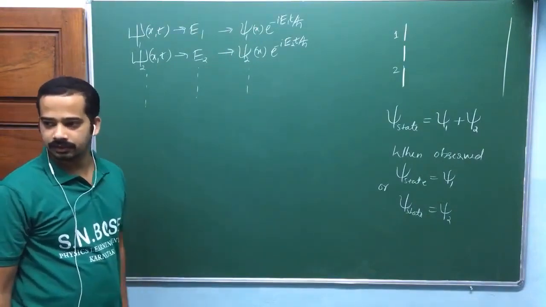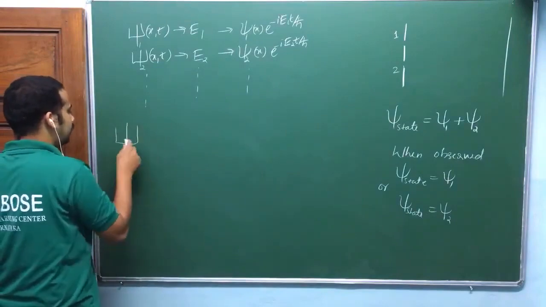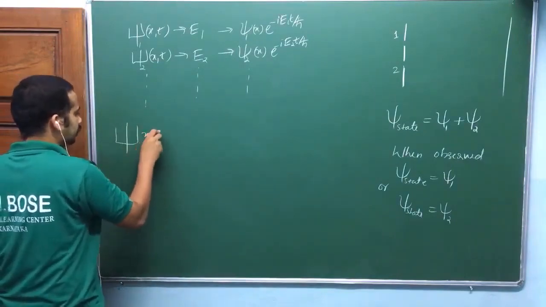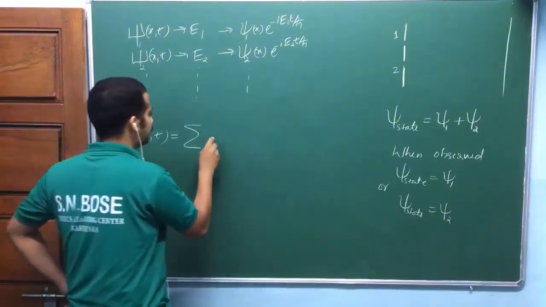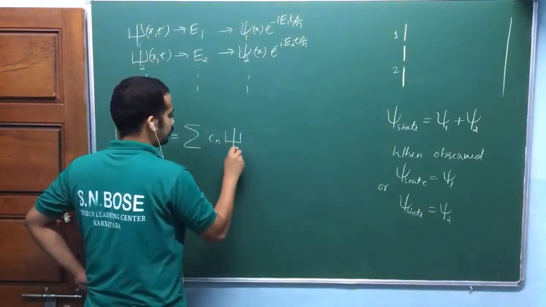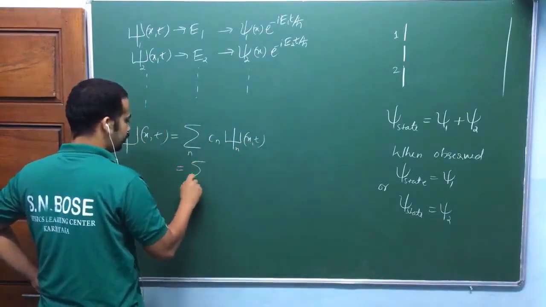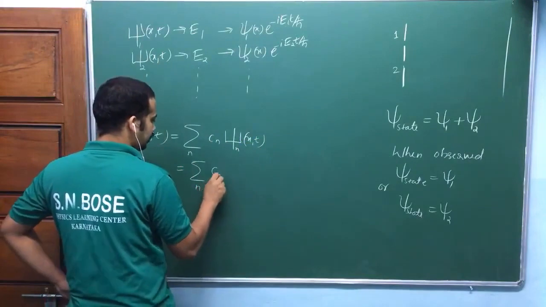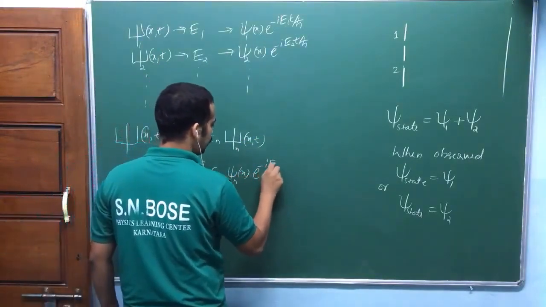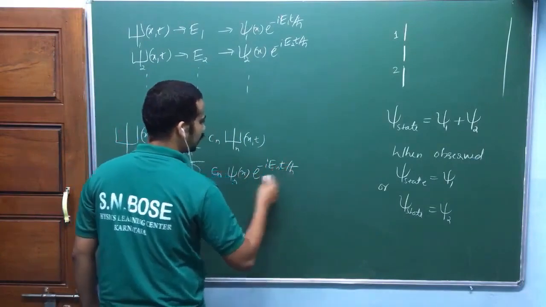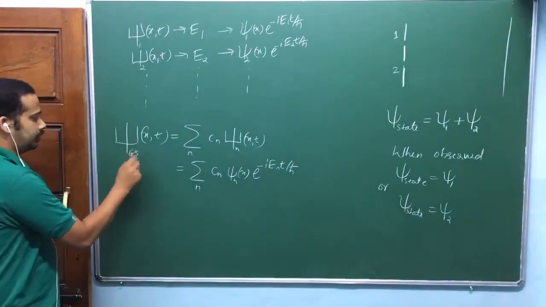Different names: stationary state, eigenstate of the Hamiltonian, or energy eigenstate, definite energy states. Now the most general solution or any other state, you can write as a linear combination of these states, which is also a possible state. Cn into psi n of x comma t, that is equal to the summation over n of Cn into psi n of x into e power minus i En t by h bar. This is a kind of superposition state, the most general state.